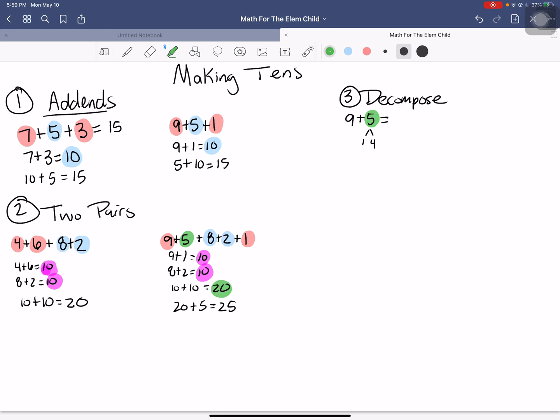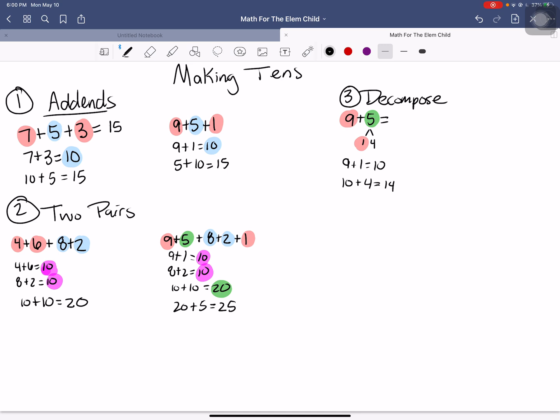So already we see we have a 9 and a 1, and that's a 10. So 9 plus 1 equals 10. And then we have 10 and the leftover 4 here, and 10 plus 4 equals 14. So that was an easier one.